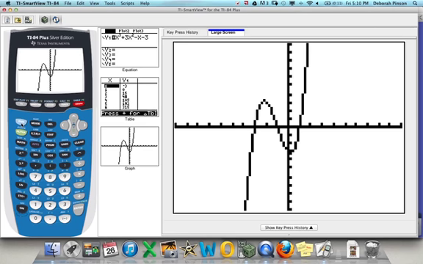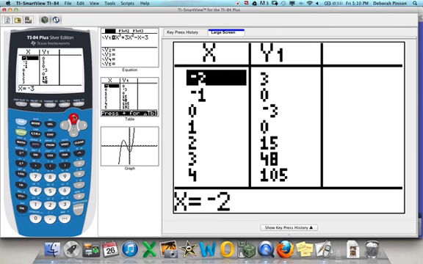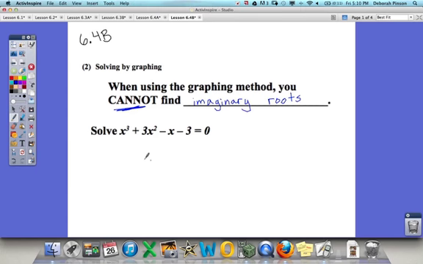If I'm not sure, I can double check that on the table. Go up to where I can see -3. So -3, the y value is 0, so that's good. -1, okay, that's good. +1, that's good. So I found all my answers on my calculator. Lucky me. I didn't really have to do much work.